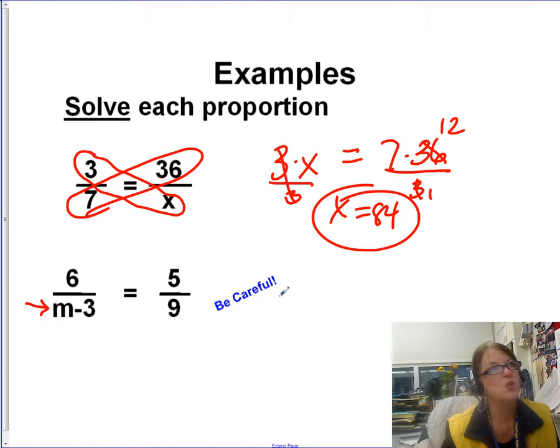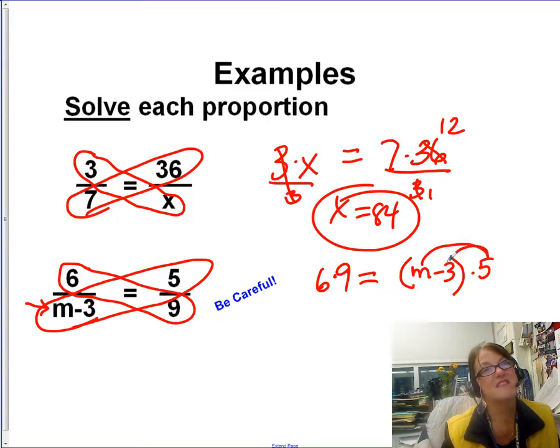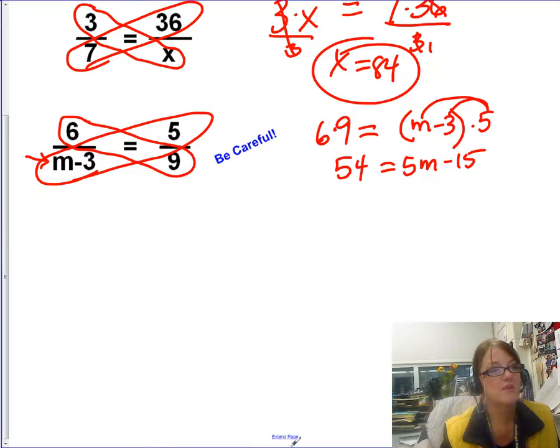Ooh. Yes, on this one, 6 times 9. That's that cross product. That has to equal m minus 3 times 5. But you must wrap that m minus 3, because it's 2 terms, in parentheses. And now we have to distribute. So I get 5m minus 15 on this side. This is 54. Now go to town.